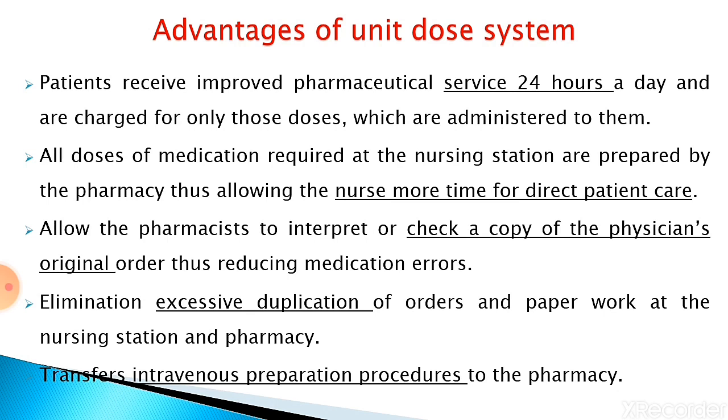Second, the doses which are required for the medication are stored at the nursing station and are prepared directly by the pharmacy person only. So it allows the nurses more time for direct patient care. Third, it allows the pharmacist to interpret or check a copy of the physician's original order, thus reducing medication errors. Here in this system, the prescription is directly sent to the pharmacy person. So the pharmacy person checks it on their own, and the original copy is handled by the pharmacist only, due to which the medication errors get reduced.